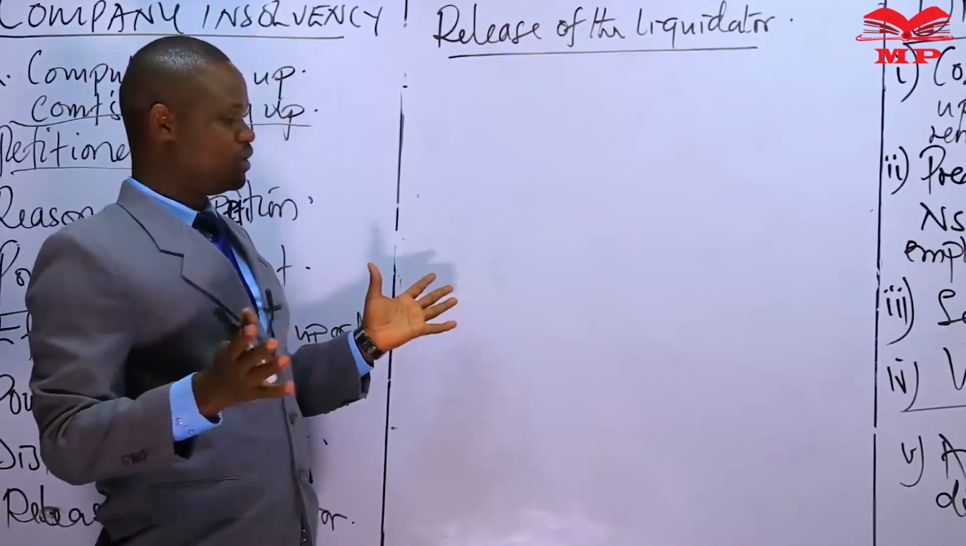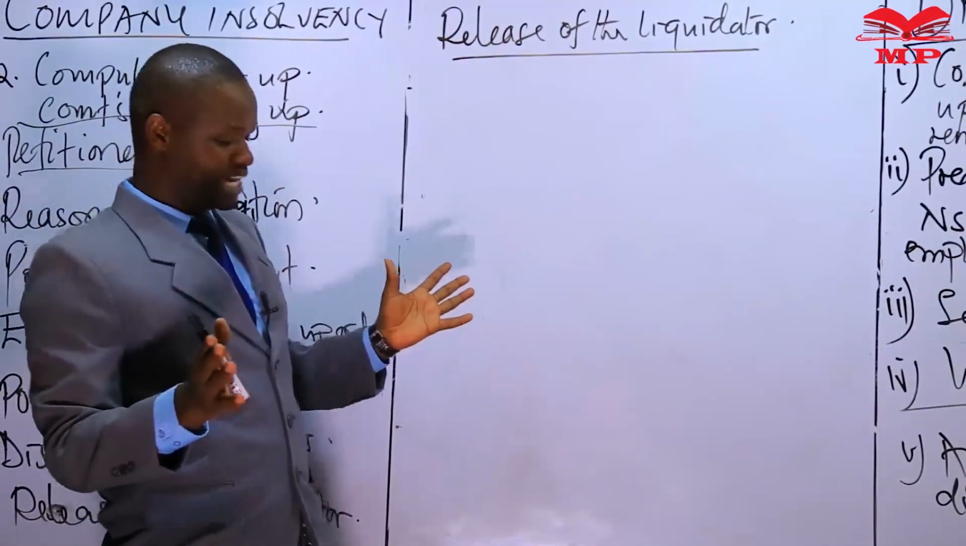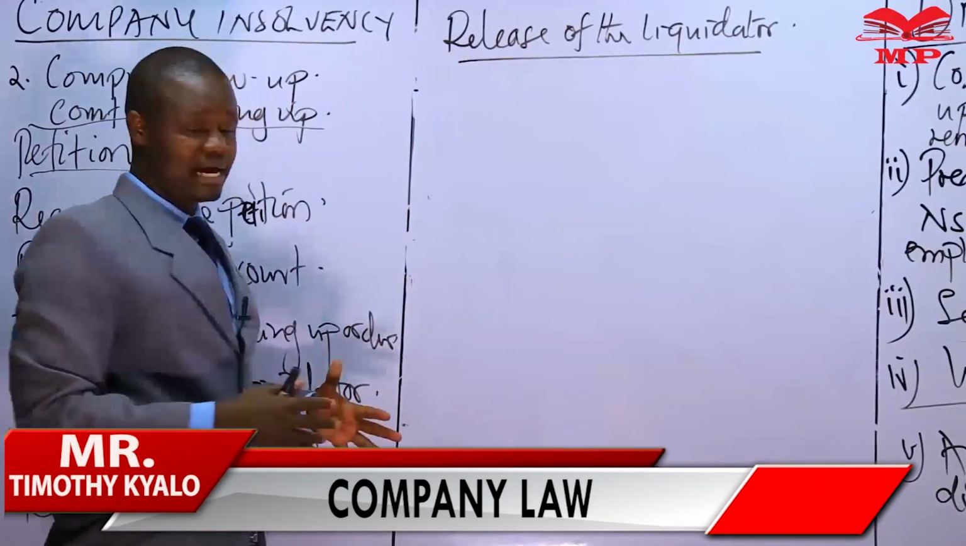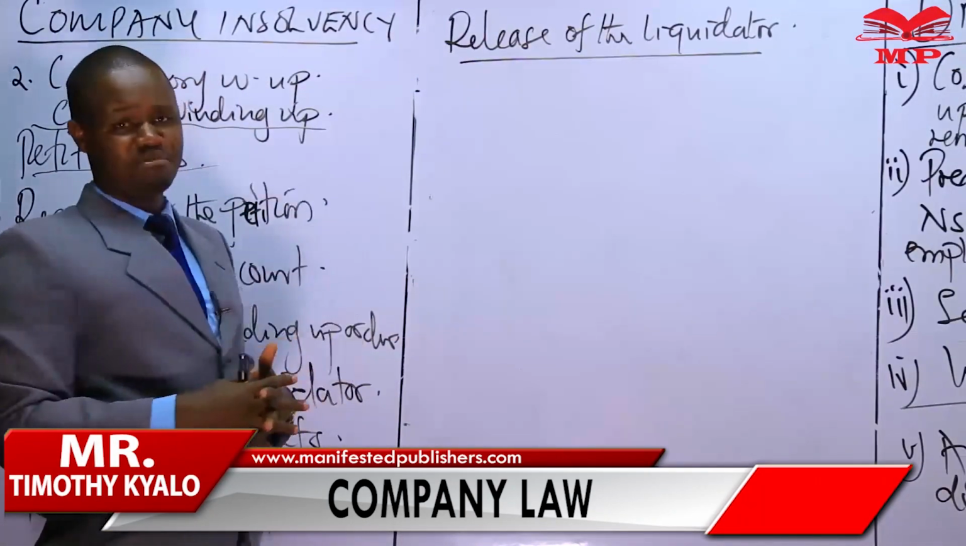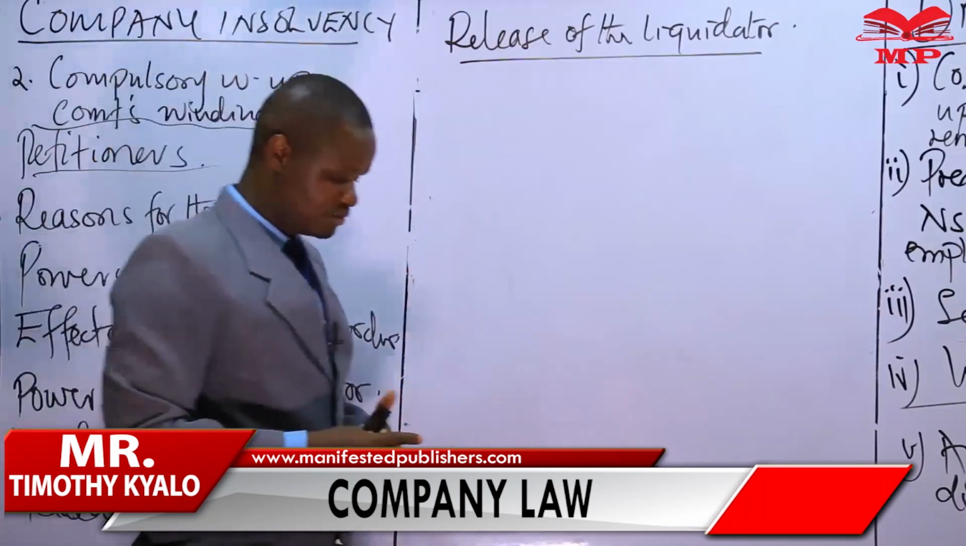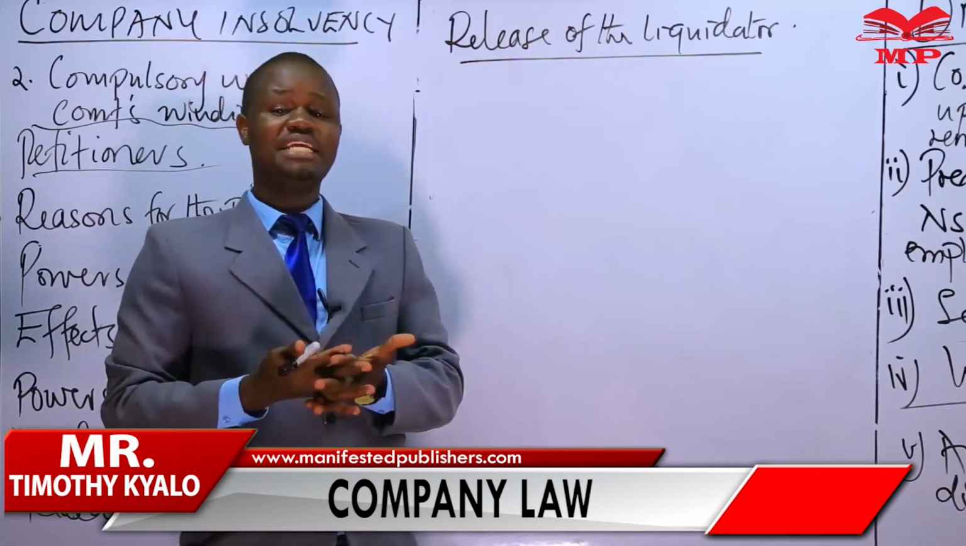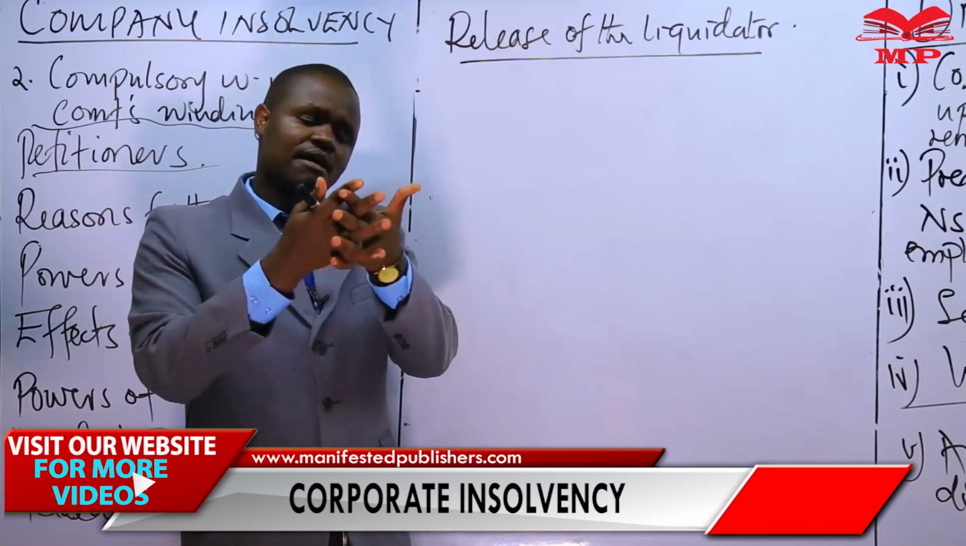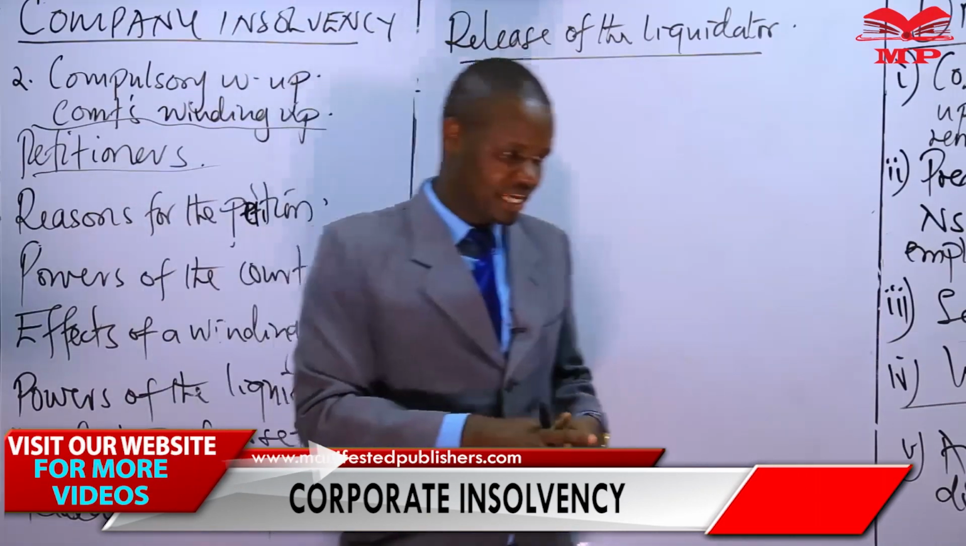And so when we have an application being made to the court for release of the liquidator in a compulsory winding up, or the final meeting of members and creditors in the members' voluntary winding up, the liquidator is to be released from his obligations as he functioned as a liquidator.